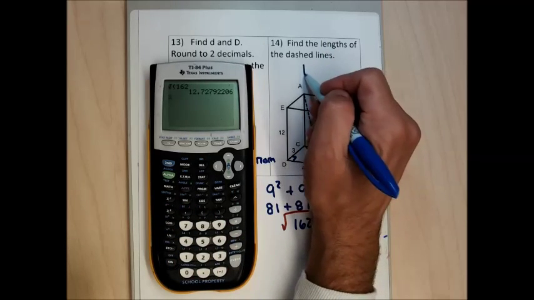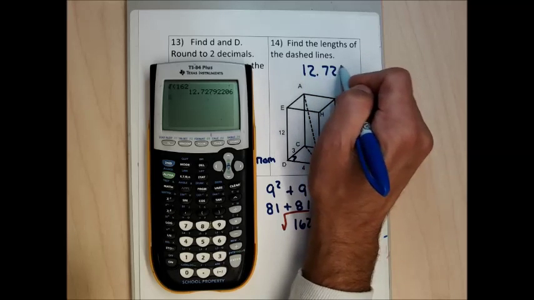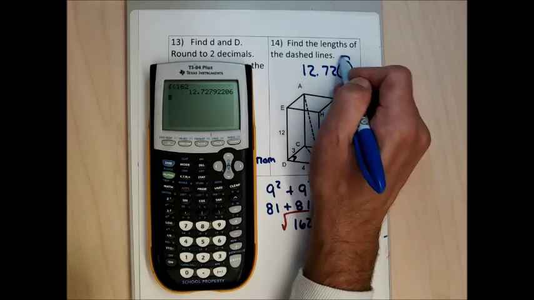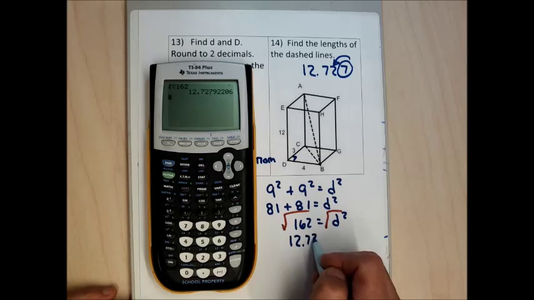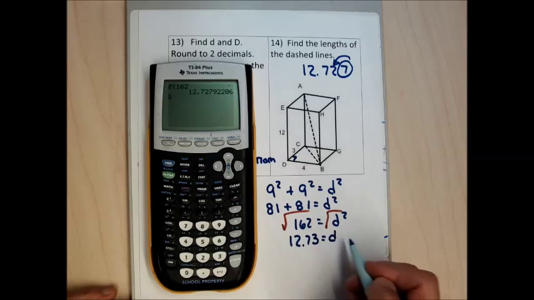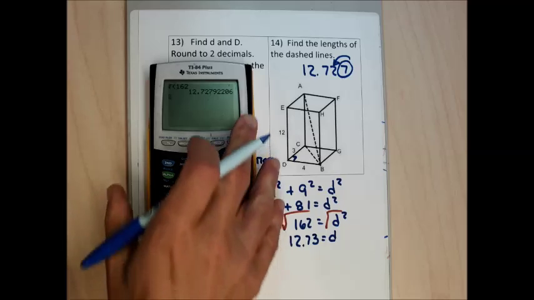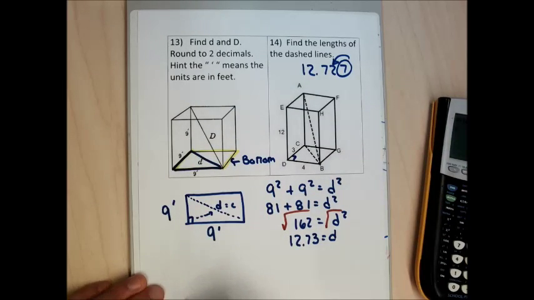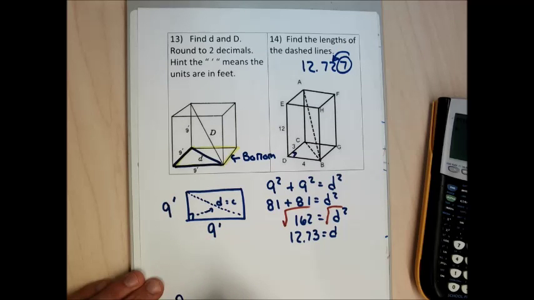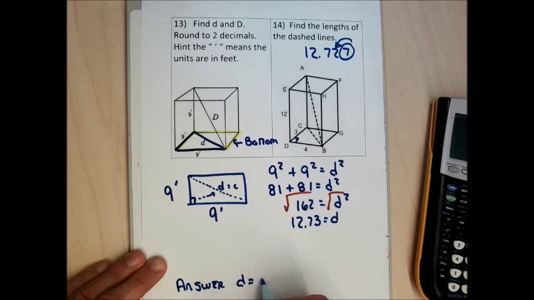I see 12.727. This 7 is going to cause that 2 to round up to a 3. And I'm going to write 12.73 equals little d. Part of my answer is going to be that, but I need units, and my units are in feet. So as I go to write my answer, I'm going to say little d equals 12.73 feet, or I could use a little mark.